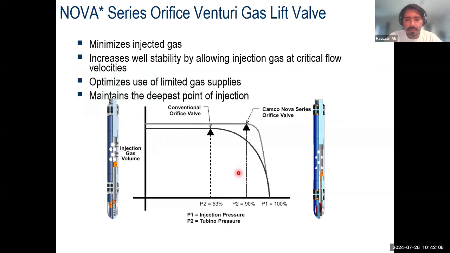One of the primary differences in terms of performance between a square edge orifice and the Nova is that you can have more precise gas injection. You have less pressure losses in the gas lift valve. That means you can actually optimize your production, and you can use a Nova type operating valve at a deeper point in the valve, because you can control the pressure better in that case.